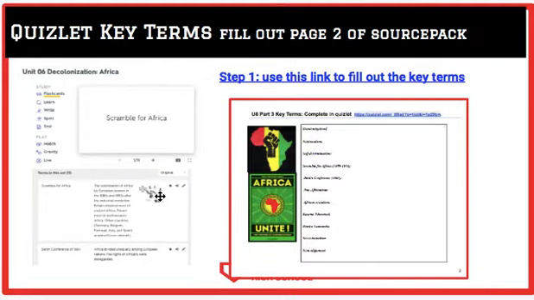Now, go ahead and take some time to click the link for the Quizlet vocab and work on this so you can gain some of the vocab terms that you need to understand this unit. Let's pause right here. When you get back, press play.